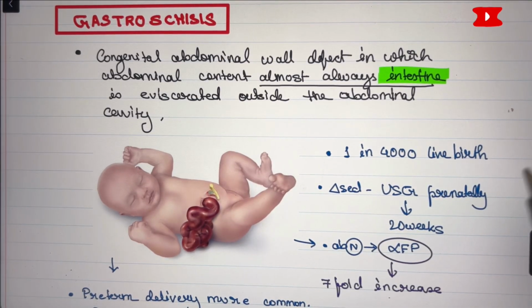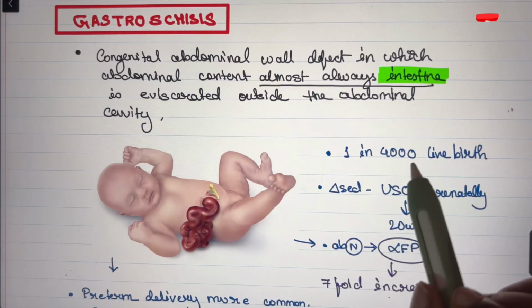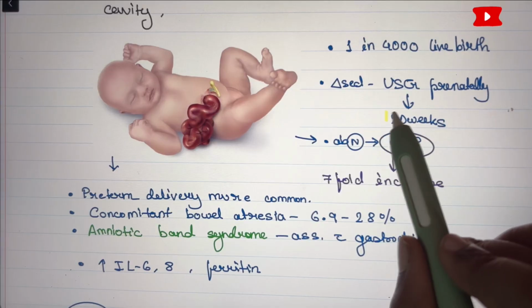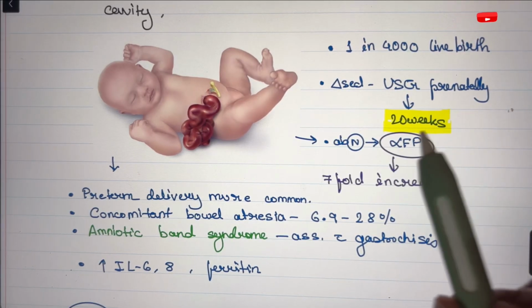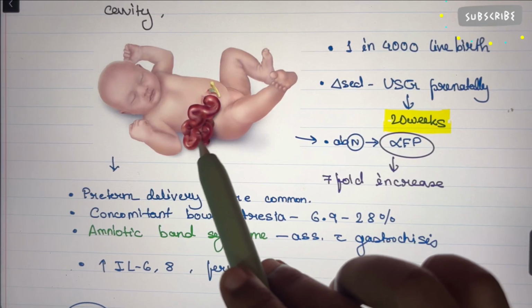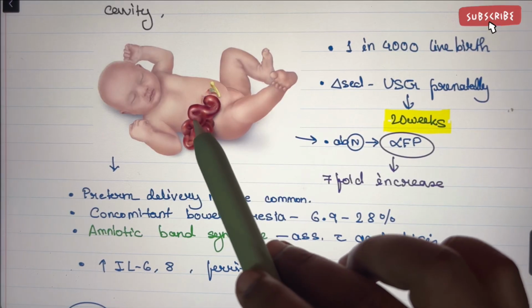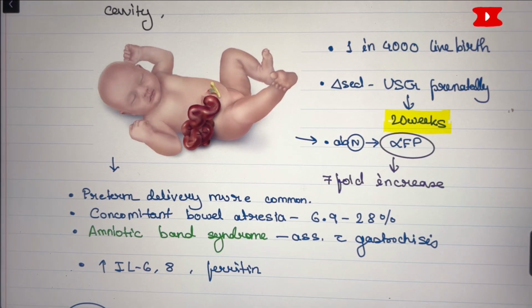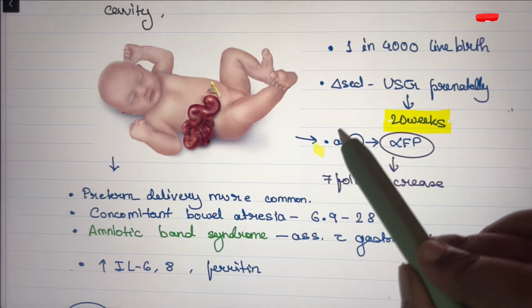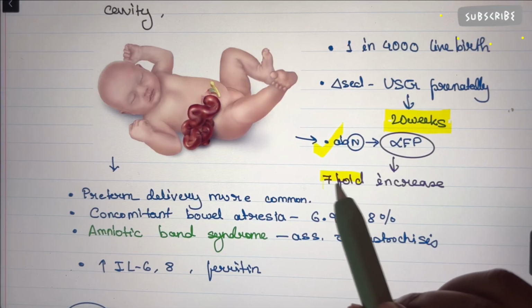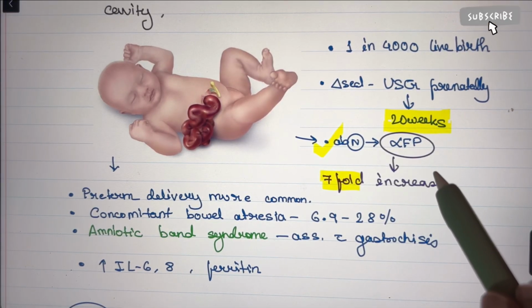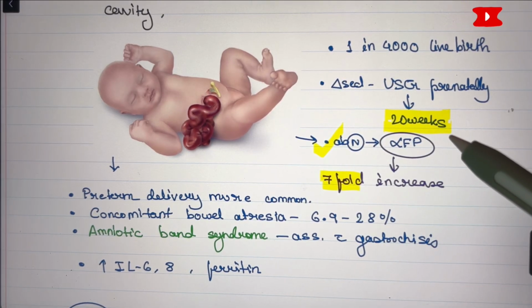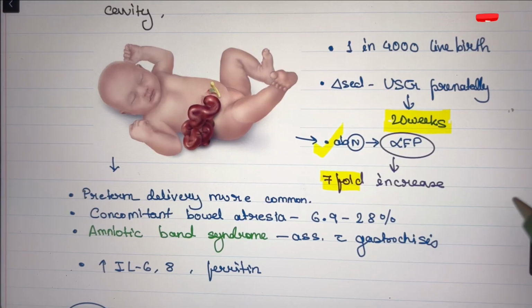So you have to remember the incidence is 1 in 4,000 live births. Diagnosed on USG prenatally by the 20th week. When we do the USG, then we can see these abdominal loops, that is intestinal loops, floating in the amniotic fluid, which is suggestive of gastroschisis. And there is abnormal alpha fetoprotein, almost a 7-fold increase in alpha fetoprotein is present. And generally raised alpha fetoprotein is present in any kind of abdominal wall defect.